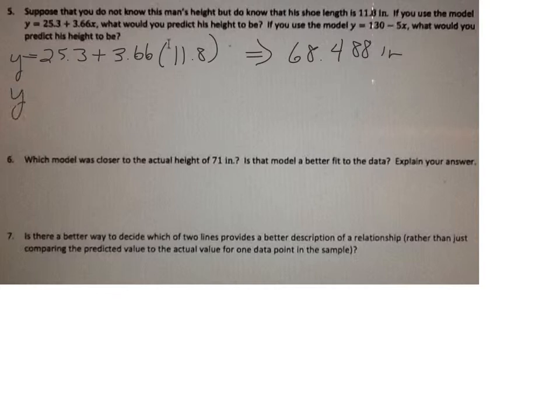And if we use the other model, 130 minus 5x, except for x, I need 11.8. I would get a value of 71 inches. So using the first model, the man's predicted height, because remember we're using the model, so it's a predicted height, is 68.488, and then the second model, his predicted height is 71 inches. Which model is closer to the actual height of 71 inches? That would be the second.